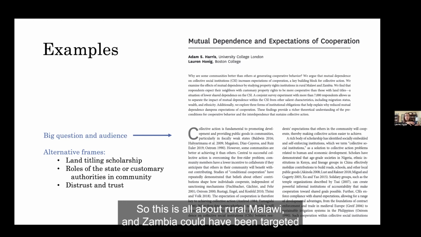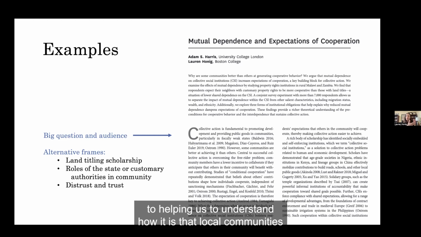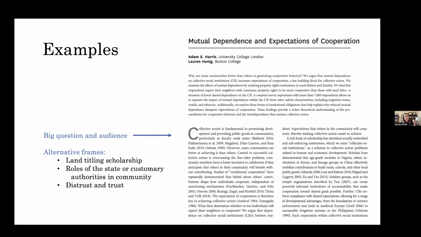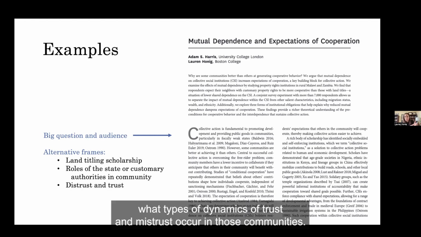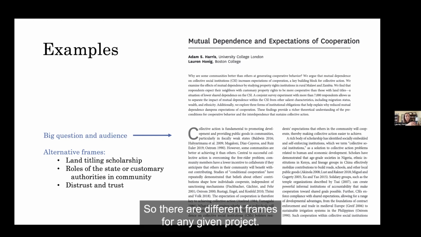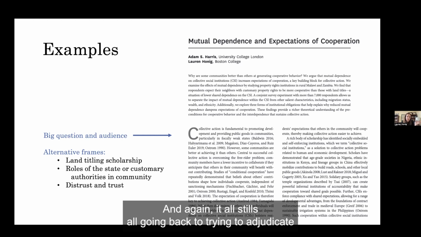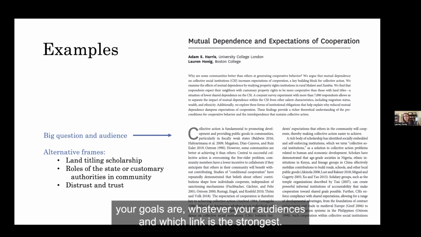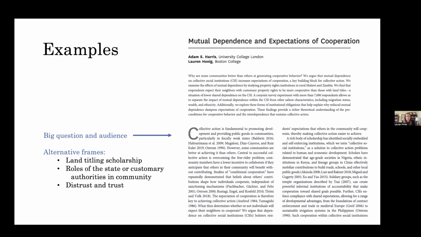So this is all about rural Malawi and Zambia. It could have been targeted to helping us understand how local communities collectively mobilize and what types of dynamics of trust and mistrust occur in those communities. So there are different frames for any given project. And again, it still is all going back to trying to adjudicate among those frames which one is the strongest for whatever your goals are, whatever your audience is, and which link is the strongest.